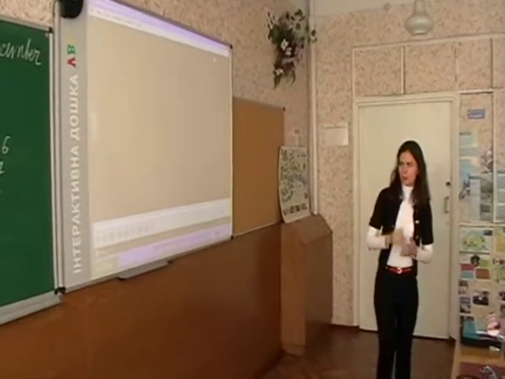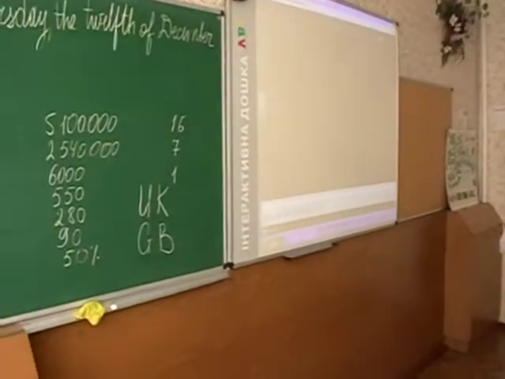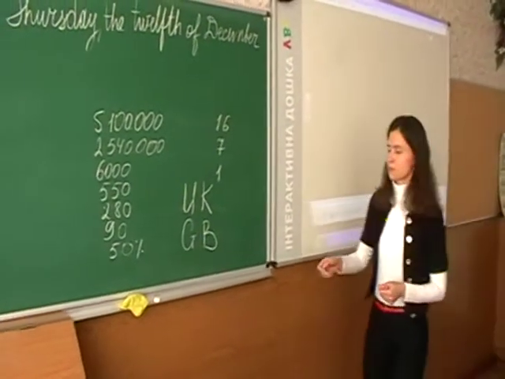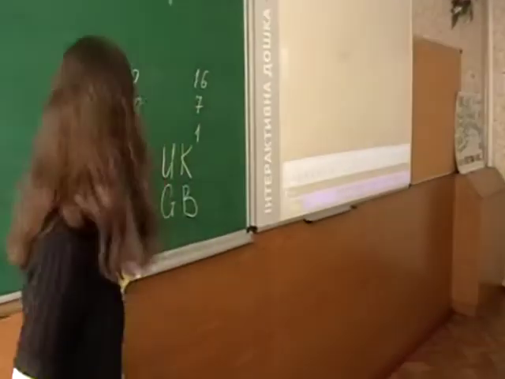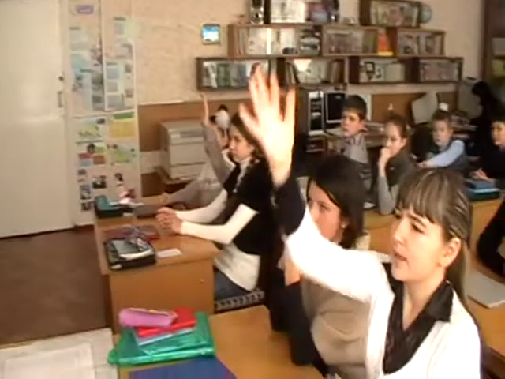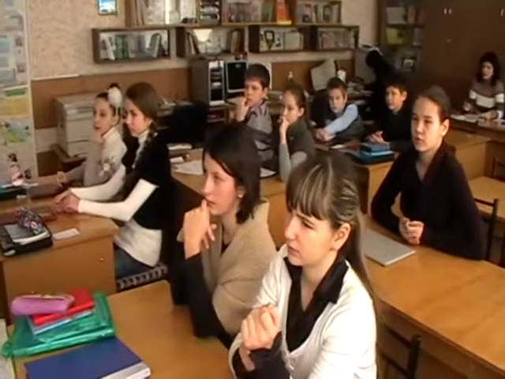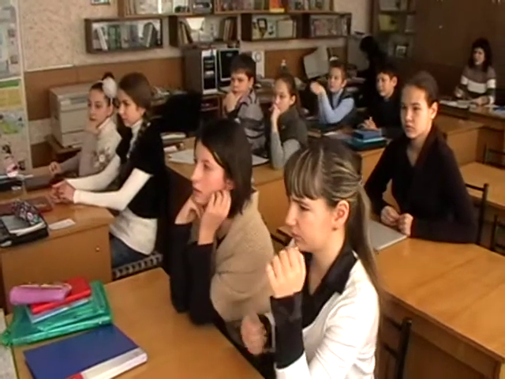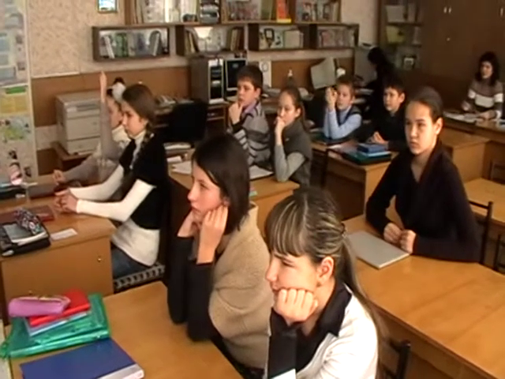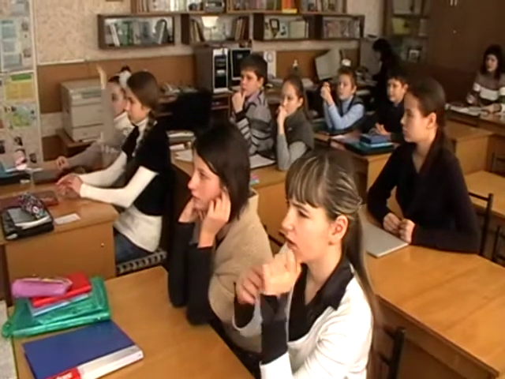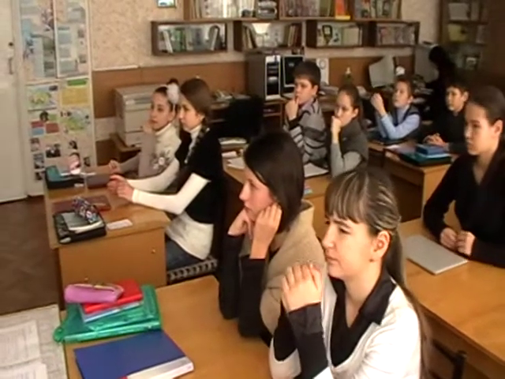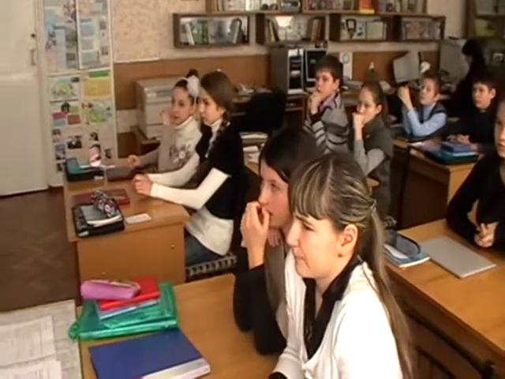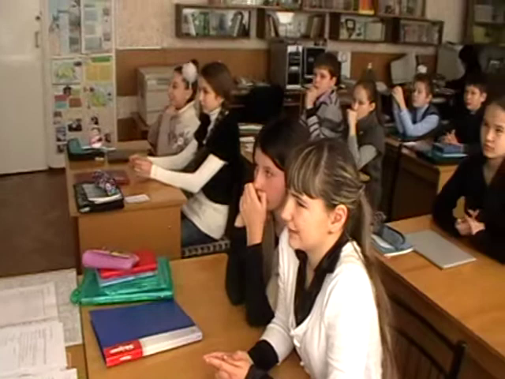Now look at the blackboard, and we'll try to remember what was written in our video and to see what it means. So the first number, 5,100,000. What does it mean, Ola? People live in Scotland. First. Okay, next. 2,540,000. What does it mean, Mila? 2 million 540,000 tourists every year, not every day, every year.